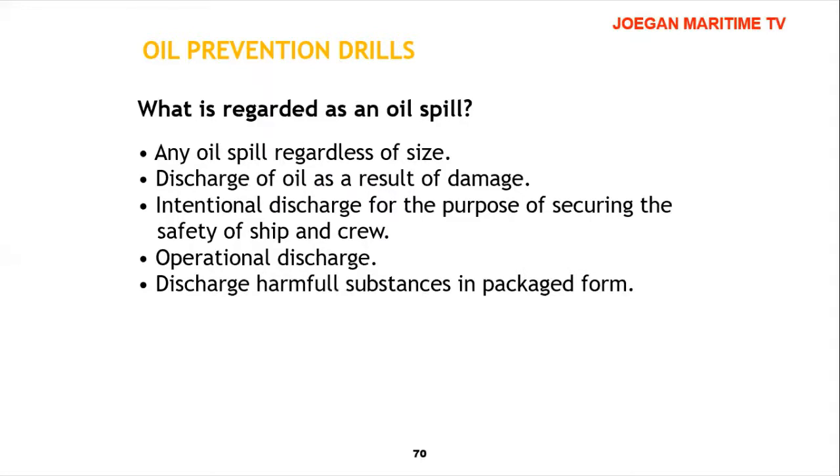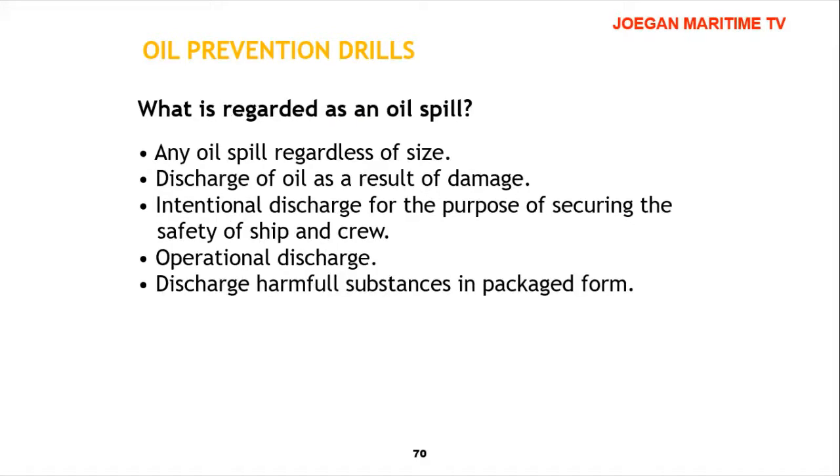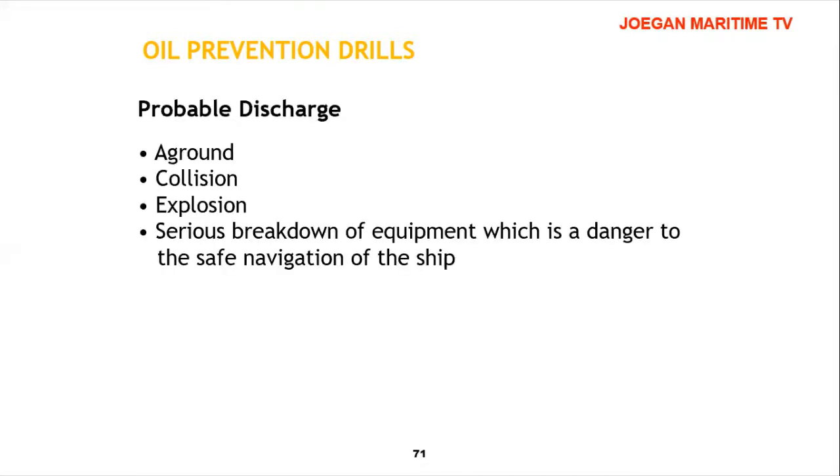What is regarded as an oil spill? Any oil spill, regardless of size: discharge of oil as a result of damage, intentional discharge for the purpose of securing the safety of the ship and crew, operational discharge, discharge of harmful substances in package form, and probable discharge, such as grounding, collision, ship explosion, or serious breakdown of equipment which is a danger to the safety of navigation at sea.